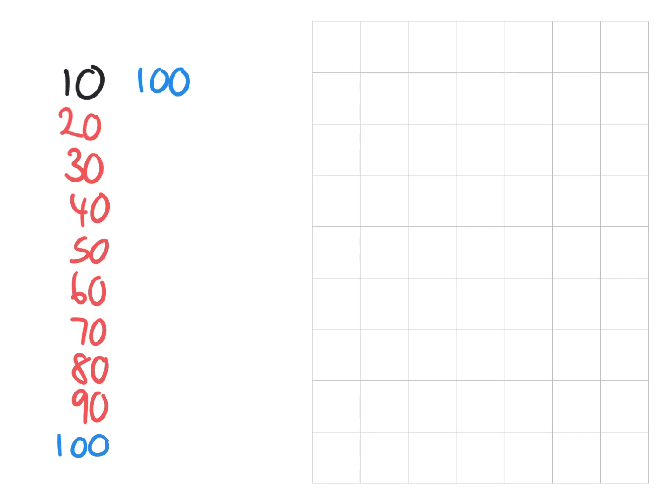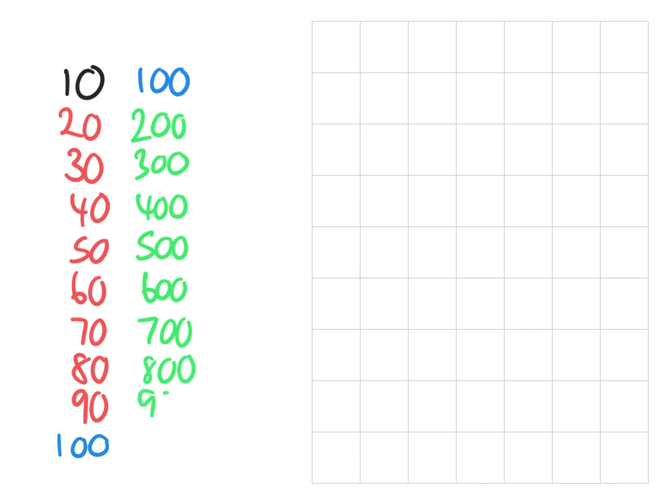So 100, counting up in hundreds, 200, 300, 400, and I'm sure you can pick out the pattern you can see now. And that takes us all the way up to 1000. And then when we reach our 1000, we can start looking at the multiples of 1000.